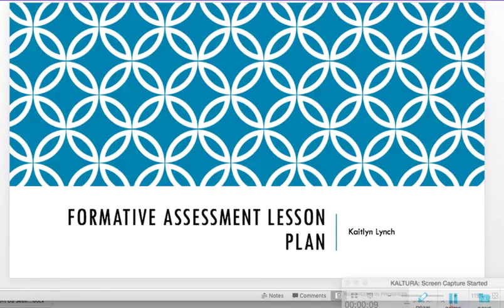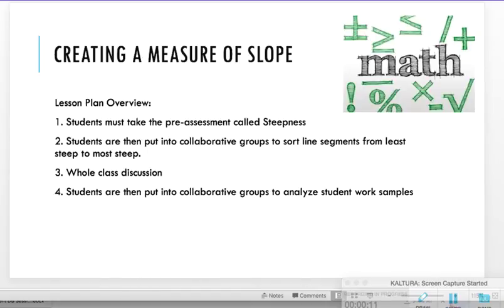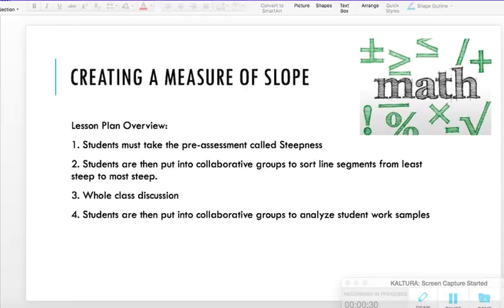For my formative assessment lesson plan presentation, the lesson plan that I chose to do it on was on slope and creating a measure of slope for 6th grade students. So first I'll go through an overview of the lesson. The lesson that I chose starts by having the students take the pre-assessment called steepness. I will show you what that looks like.